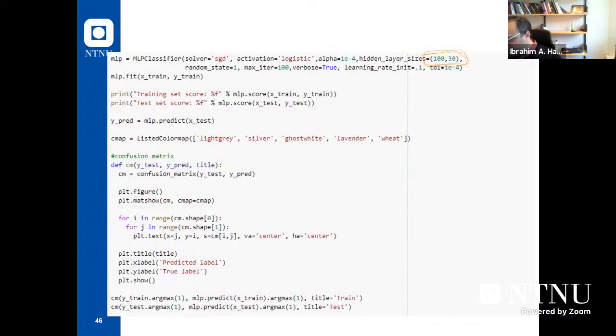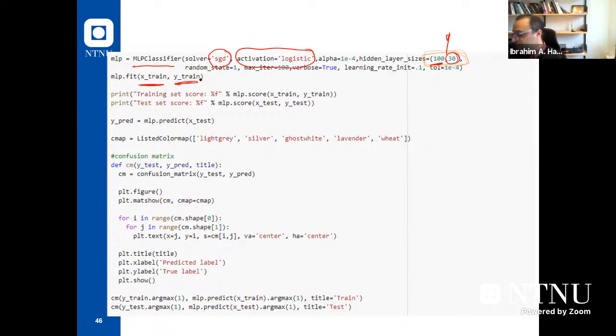Now I need to define my model. This is my MLP classifier. I will select this solver. For the activation function this time, I want to use logistic. You can use ReLU; it's up to you to select. We will have 2 hidden layers. The first hidden layer will have 100 units, or 100 neurons, and the second hidden layer will have 30. You don't need to specify inputs and outputs, because we will get them from the training dataset.